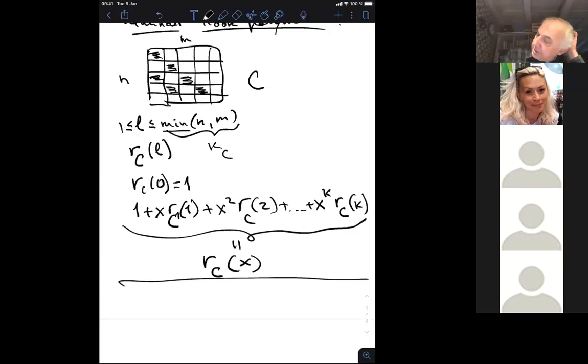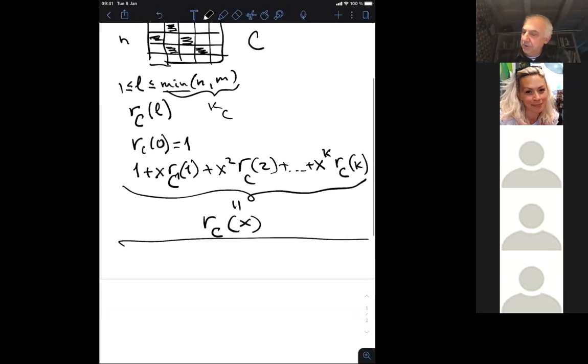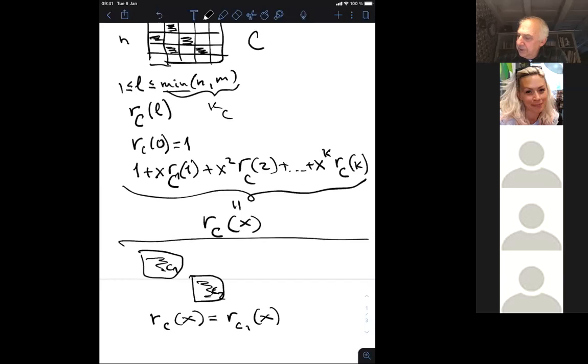And it turns out that it has a lot of nice properties. In particular, what can we say? Some basic properties were: if we have a chessboard which is a disjoint union of 2 other chessboards which do not share any common rows or columns, and this chessboard is C1 and the other one is C2, then R of C of x would be the product of those things, R of C1 of x times R of C2 of x. This is the first basic property.